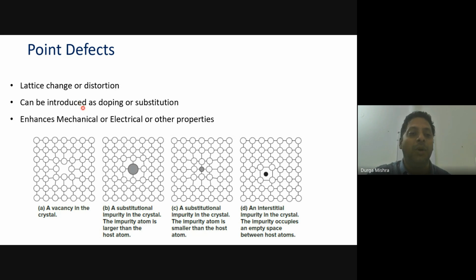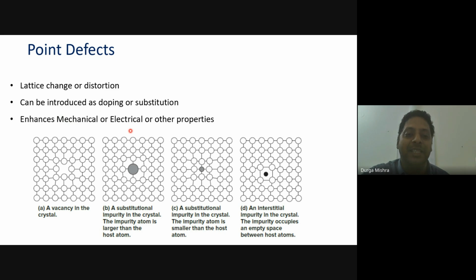So what we call that process is doping or substitution. You can deliberately add a foreign impurity atom into a crystal, and you call it doping or substitution. Then you can change the lattice locally, and that is going to affect its physical properties as well. So for example, it can enhance or maybe reduce. Most of the time you add because you want to enhance the mechanical, electrical, or optical properties.